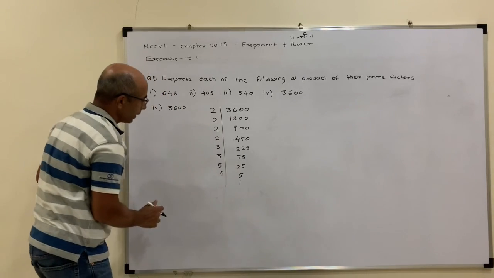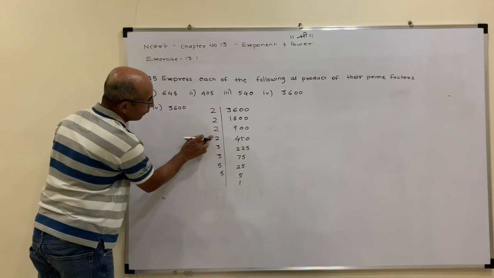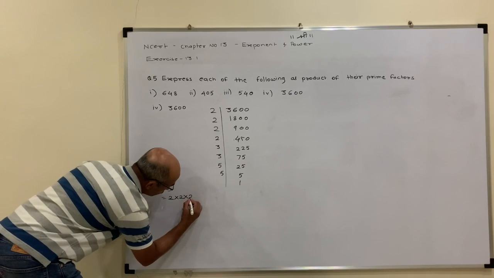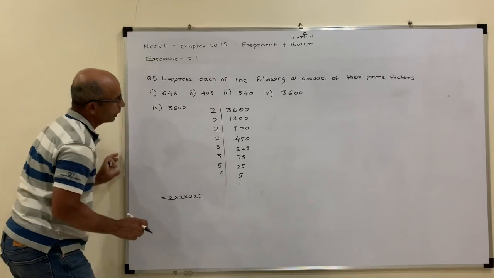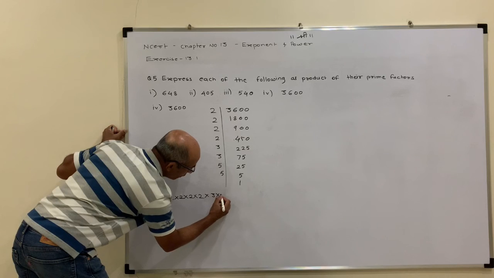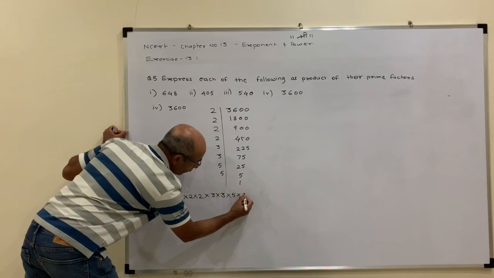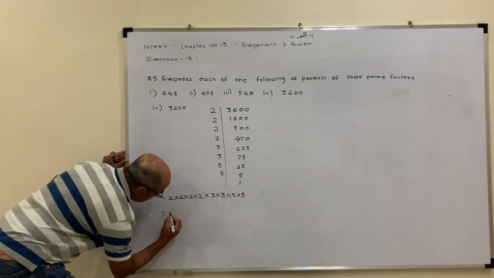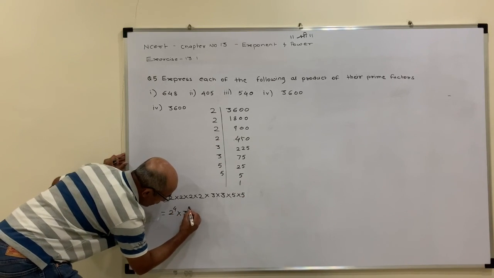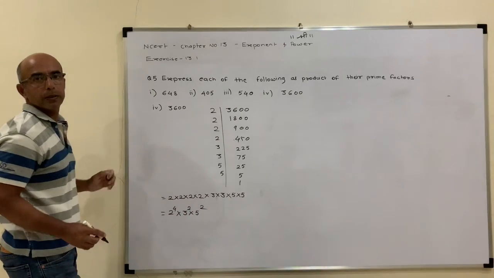So my prime factorization comes out to be 2, 1, 2, 3, 4: 2 into 2 into 2 into 2. Then 3 into 3. Then 5 into 5. So 2 raised to the power 4 into 3 square into 5 square is the answer.